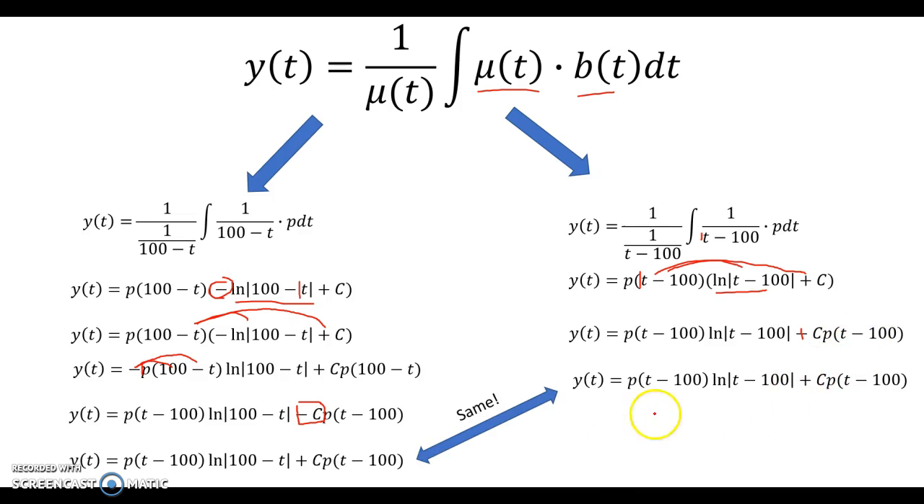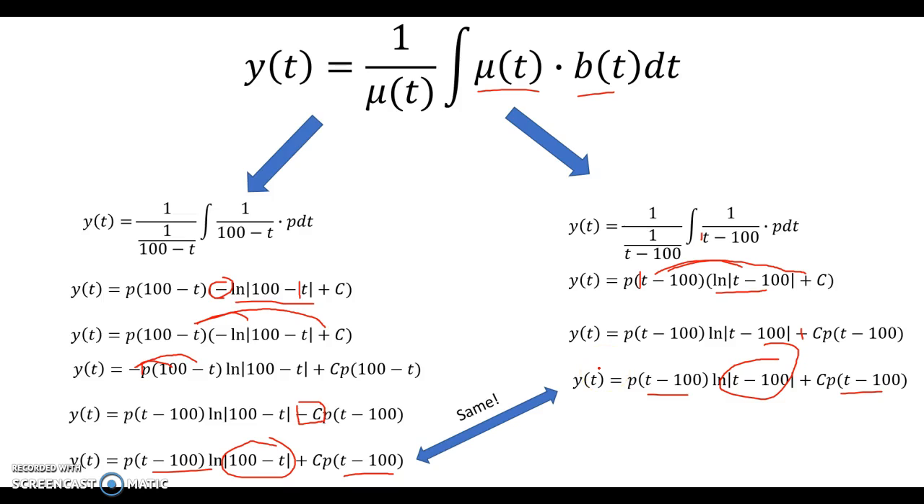And now what I notice is that these are actually exactly the same, right? Because I have t minus 100 here, t minus 100 here, t minus 100 here, t minus 100 here. Here I have 100 minus t, here I have t minus 100, but because that's part of a natural log, it's the absolute value, so these two quantities will produce the exact same result after taking the absolute value. So I get the same answer no matter which version of integration I use, even though the integrating factor is different.